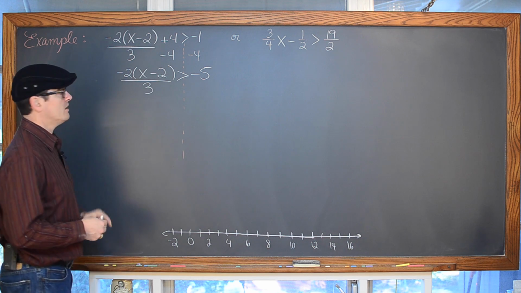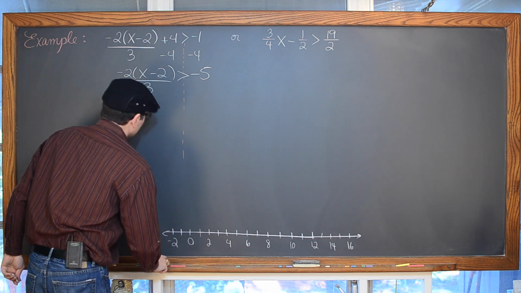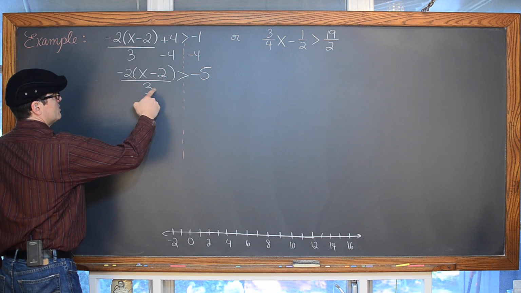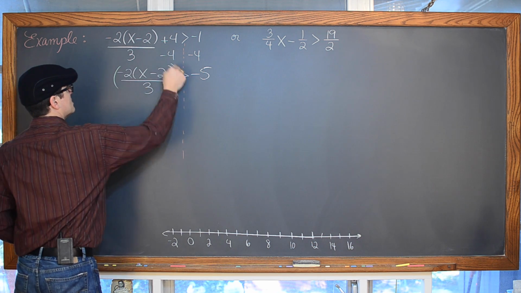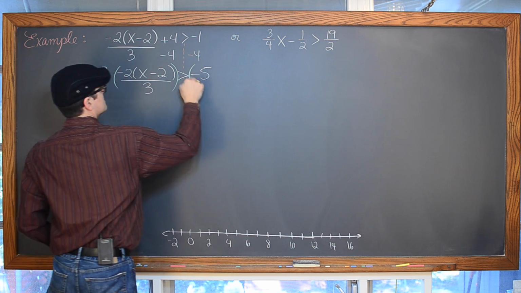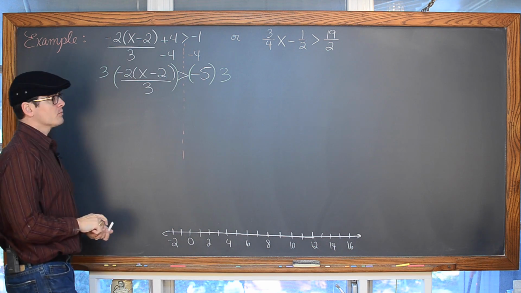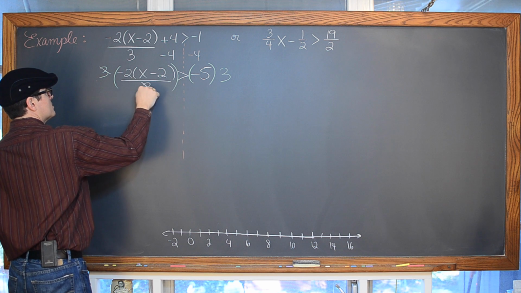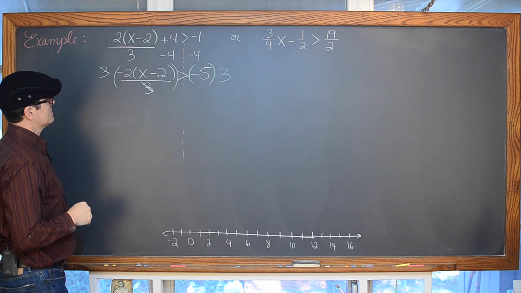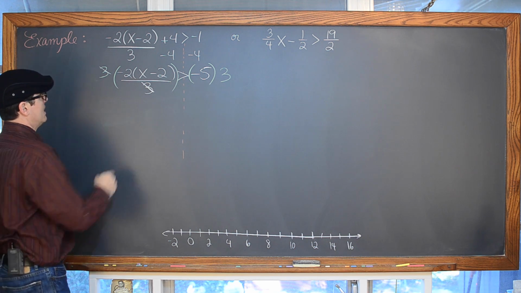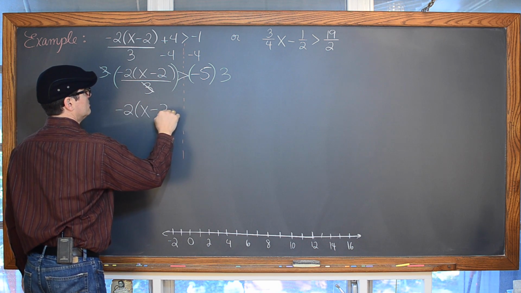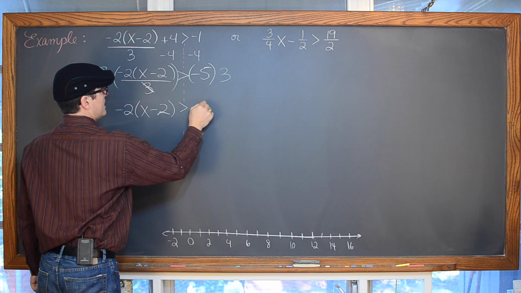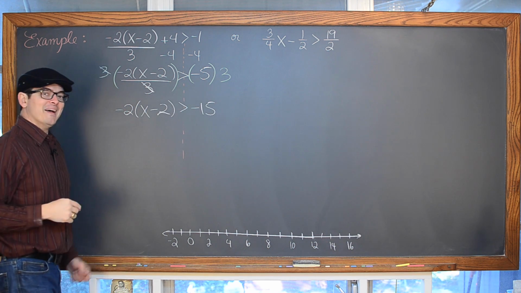So we have a division of 3. We are going to do the inverse math operation. The inverse of division is multiplication, so we're going to multiply both sides of the inequality by 3. That multiplication and that inverse division of 3 cancel out, giving us negative 2 parentheses x minus 2 is greater than negative 15.